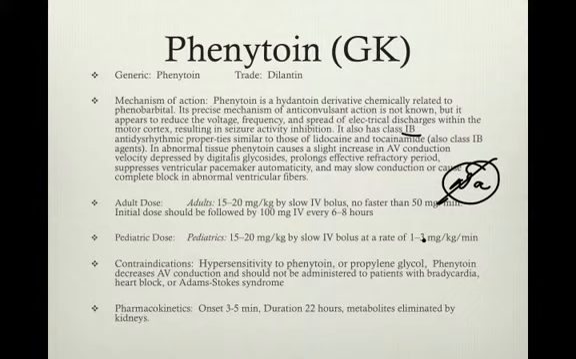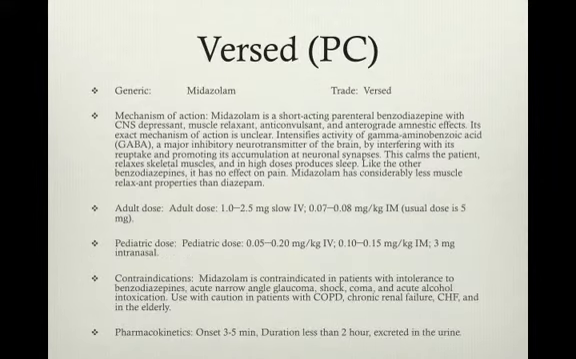It also has Class 1B antidysrhythmic properties similar to those of lidocaine and tocainide, also Class 1B agents. In abnormal tissue, phenytoin causes a slight increase in AV junctional conduction velocity depressed by digitalis glycosides, prolongs the effective refractory period, suppresses ventricular pacemaker automaticity, and may slow conduction or cause complete block in abnormal ventricular fibers. Again, this is a general knowledge drug.